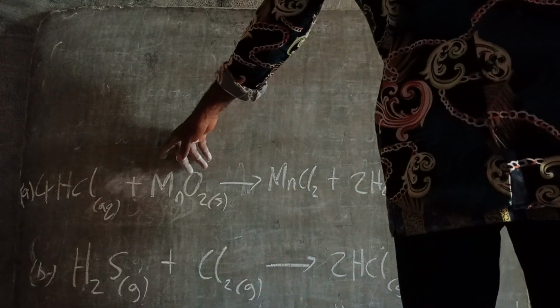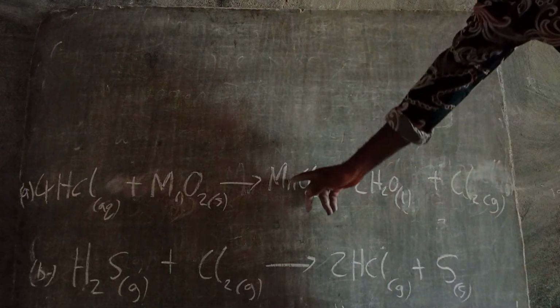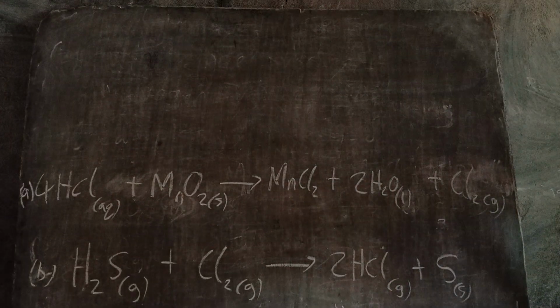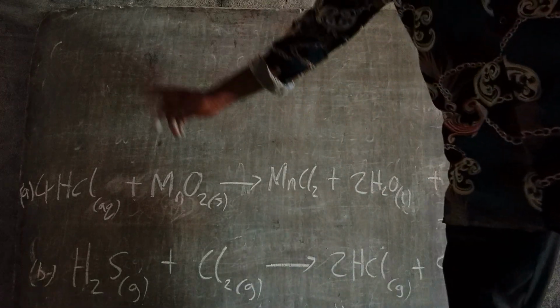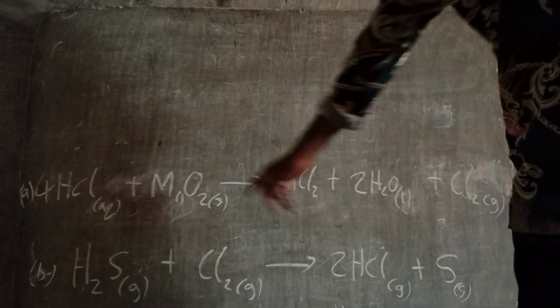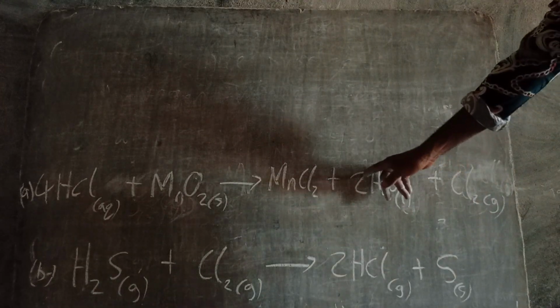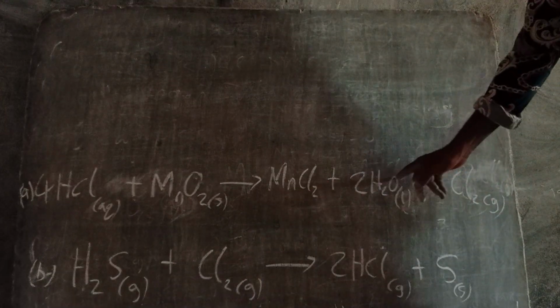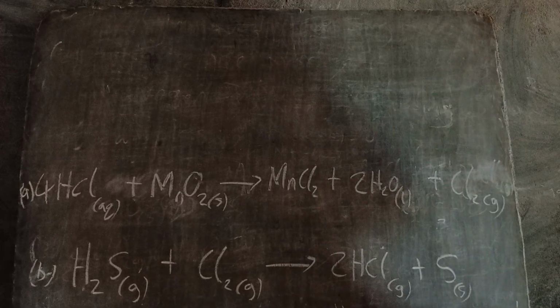We check manganese. Manganese is 1 here. Manganese is balanced. Yeah? We check oxygen. Oxygen is 2 here. These 2 is affecting H and O. Yeah? So oxygen is 2 here also. In this case, oxygen is balanced.